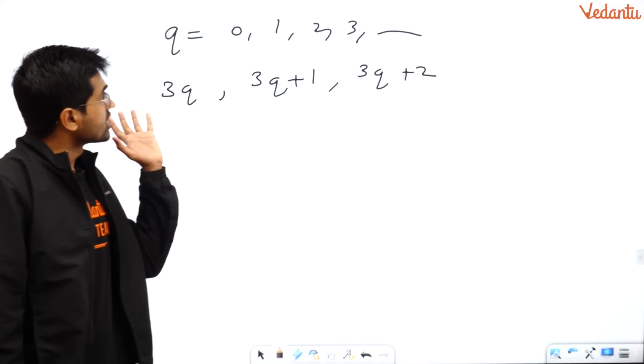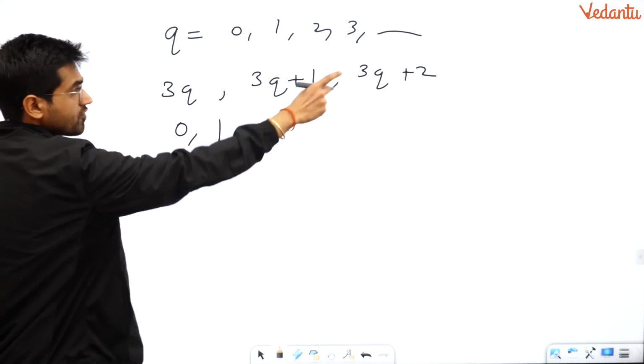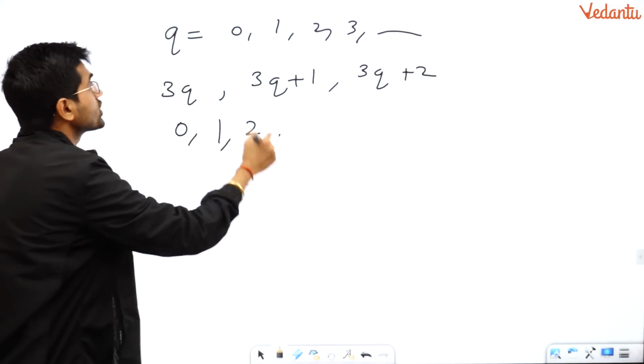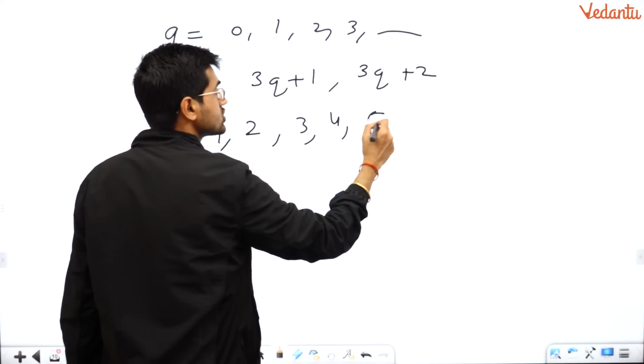Just consider this. Now put q as 0. If you put q as 0, you get 0. You get 1. You get 2. Now put q as 1. You have 3. 3 times 1 plus 1, 4. 3 times 1 plus 2, 5.